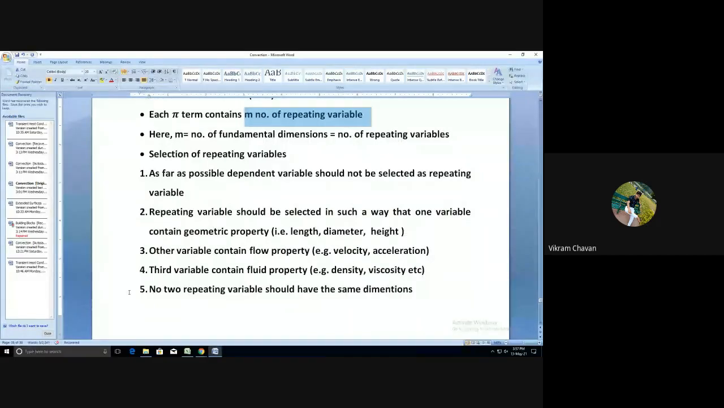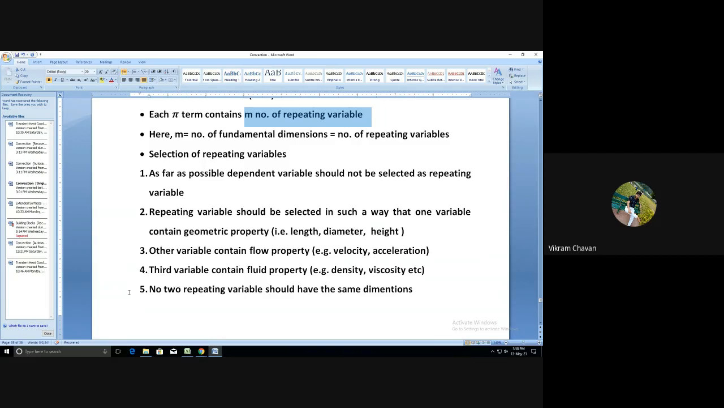So, selection of a repeating variable. As far as possible, a dependent variable should not be selected as a repeating variable. जो dependent variable है जितना possible हो वो repeating variable हमें consider नहीं करना चाहिए पाई टर्म में. ये एक कंडीशन है. As far as possible, करना ही नहीं चाहिए ऐसी बात नहीं, जब तक पॉसिबल है आपके लिए तब तक आप उस डिपेंडेबल वेरिएबल को कंसीडर ना कीजिएगा एज अ रिपीटिंग वेरिएबल.